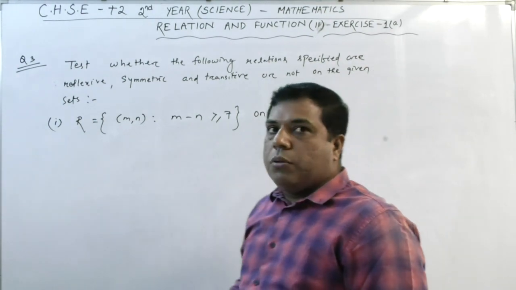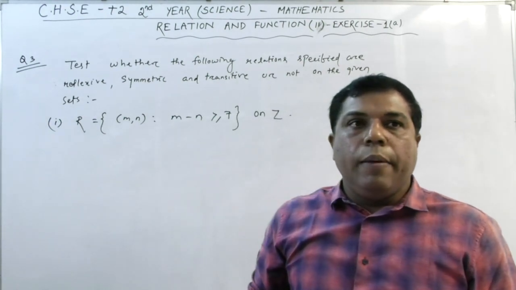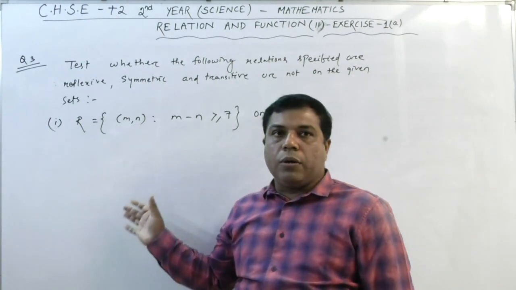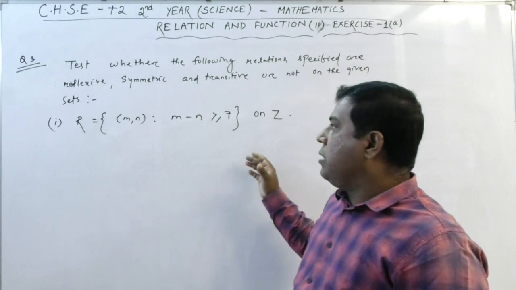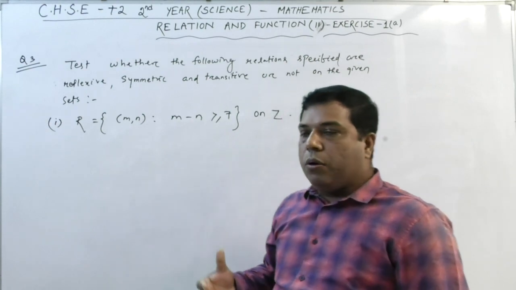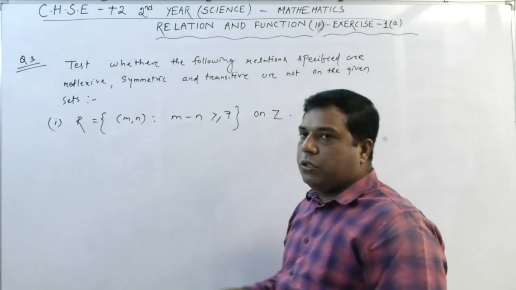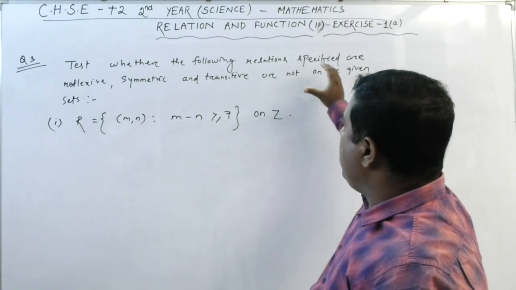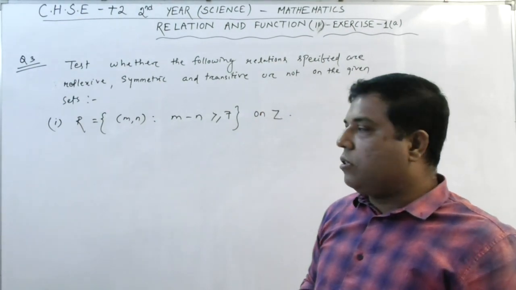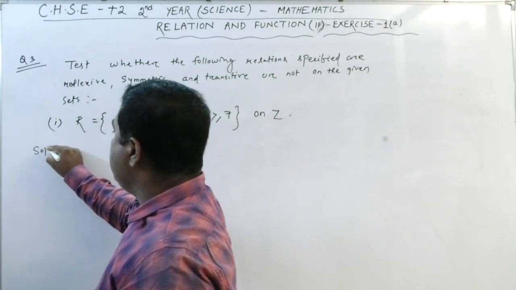My dear students, this type of question is very important from your exam point of view. Many times this type of question appears as a 4-mark question. So please look at it carefully and practice it. For your clarity, I am going to solve it to show how we approach it: we have to test what properties are present in this relation.